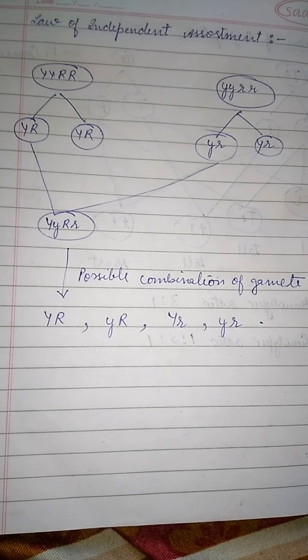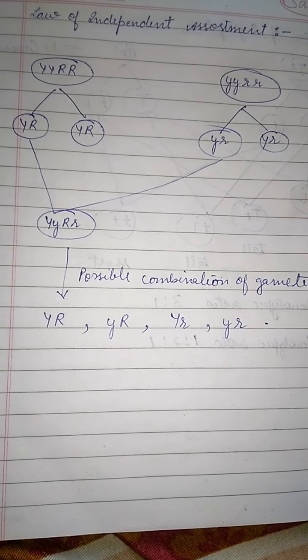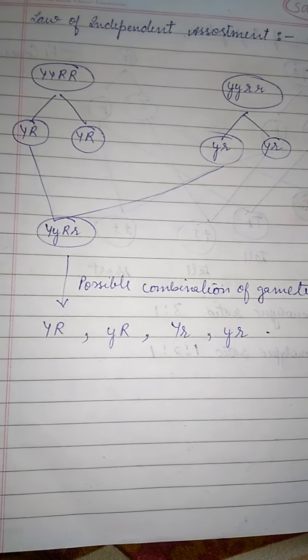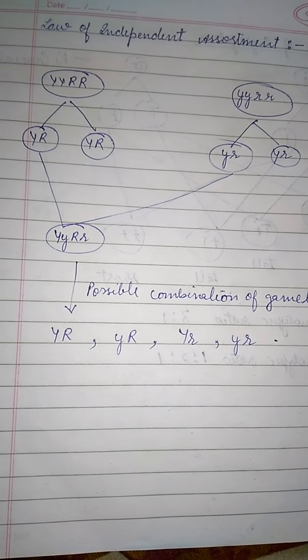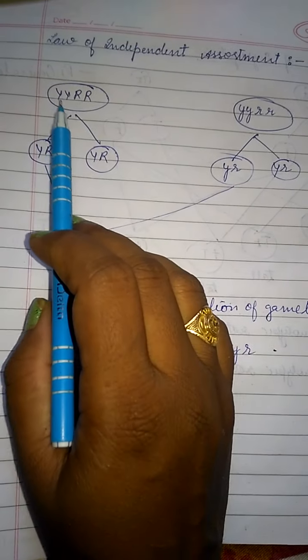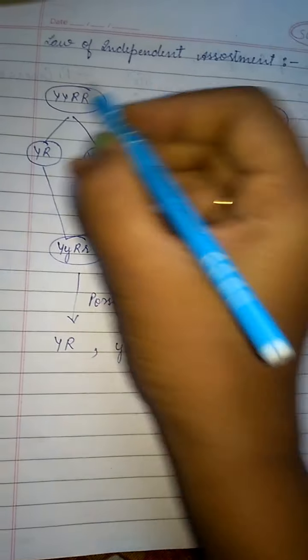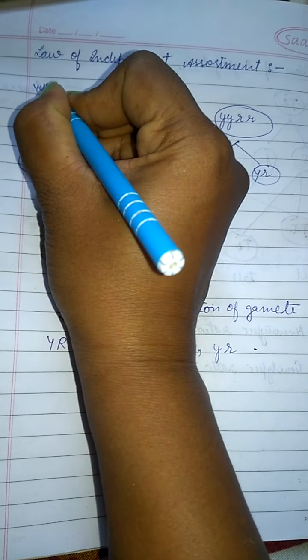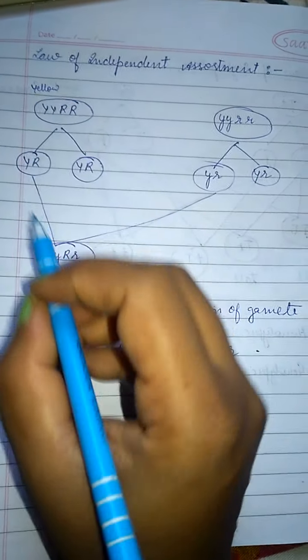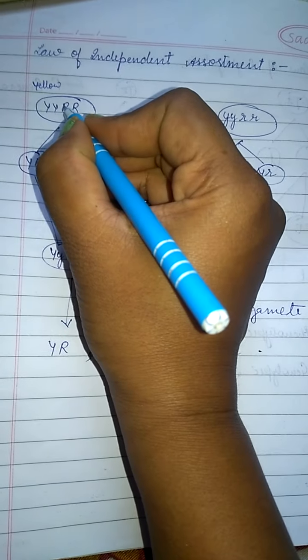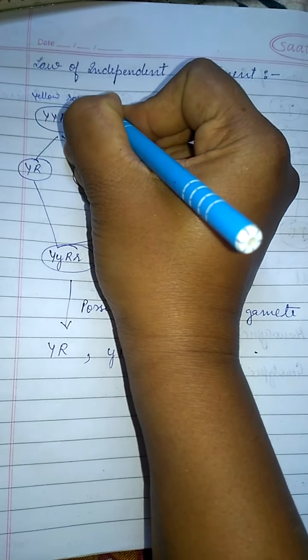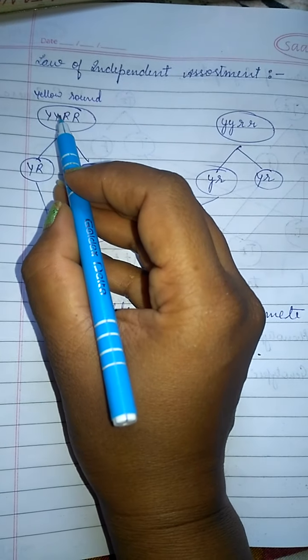Okay, so the third law is the law of independent assortment. So what does it state? It states that two pairs of contrasting characters are taken. Capital Y is for yellow, that means the color, and capital R is for round. So here we have taken two contrasting characters.